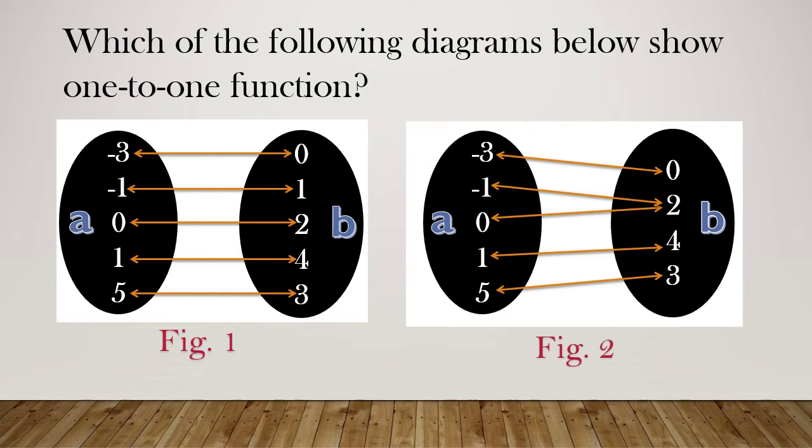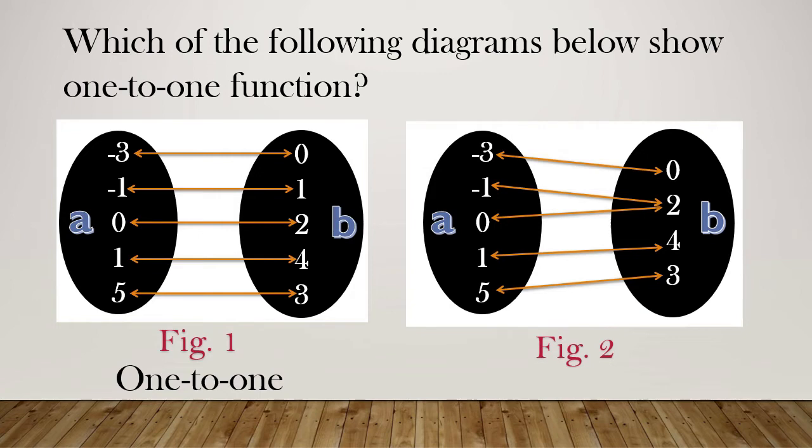So as you can see, each element in set A corresponds to only one element in set B. It means that each element in set A corresponds only to each element in set B. So in this case, since the mapping is one-to-one between these sets, figure 1 is a one-to-one function.